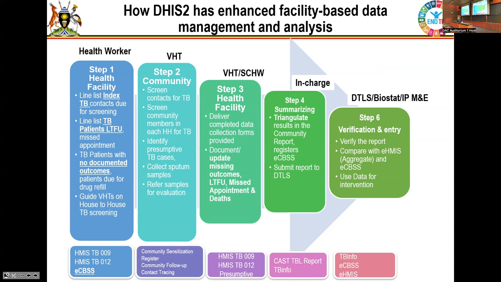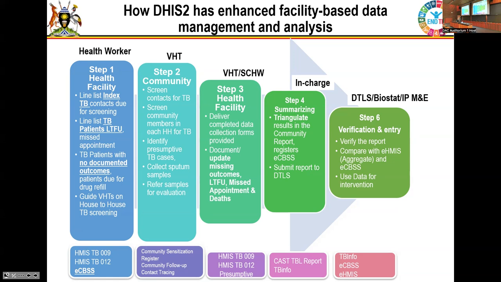And now we picked out areas where we were going to pick the data from, either the registers or the electronic case-based surveillance system. Then in the next level, they go to the community to start with screening of contacts of TB, screening community members, identifying presumptives, collecting sputum samples, and then referring them for evaluation. And then the next level is to deliver the completed data collection forms to the health facility. Now we are starting the linkage from the community to the health facility.